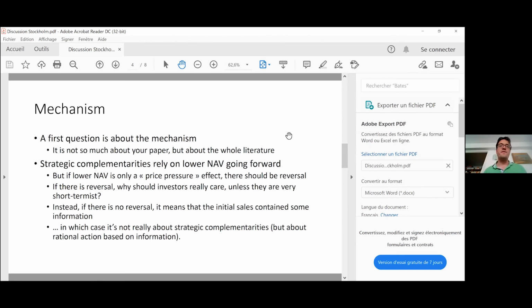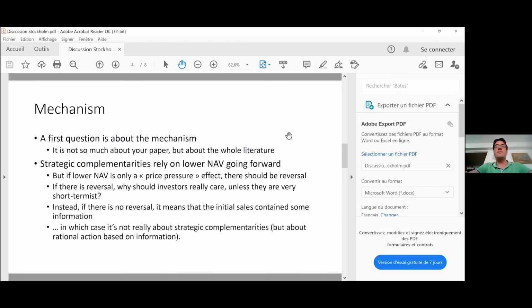Okay. So the first thing is actually, when I was reading the paper, I thought about something which is not so much a comment about this specific paper, but a comment about this whole literature, starting with the paper by Chen, Goldstein, and Jiang. The basic idea is that if someone withdraws today, in some sense, he will impose a lower net asset value on people going forward because the fund will need to sell some assets going forward. And that's what triggers strategic complementarities. That's the argument in Chen, Goldstein, and Jiang, and that's the argument in many papers in the literature.